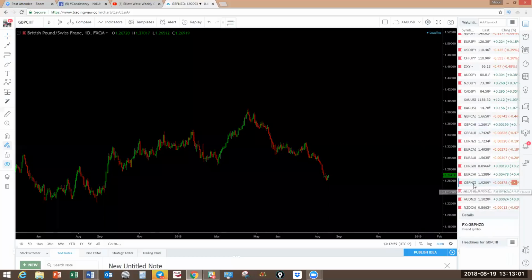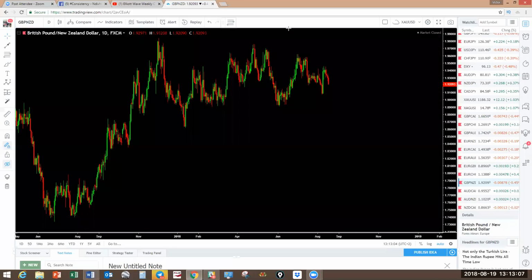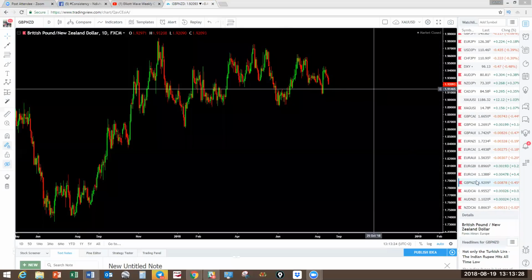Pound New Zealand, similar to Euro New Zealand. This one is showing you downside here. You may come down to that level, and it may even come and retest that level. So keep selling on this one if you are interested. There's no clear structure on this one for a long-term trade, but I'm just showing you short-term views on the pounds. So that is pound New Zealand.